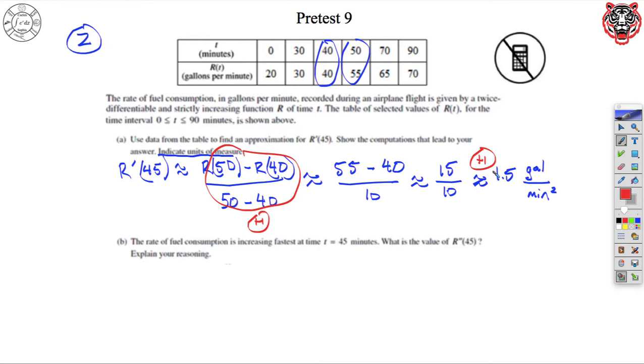Kel, this was your face. You were like, wait, Mr. Sindel, what if I wrote 3 over 2, and what if I wrote gallons per minute instead of gallons per minute squared? That's perfect. You said 3 over 2? Gallons per minute is the same thing as gallons per minute squared.